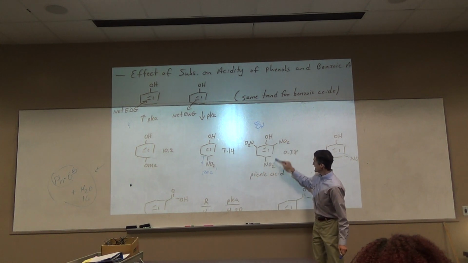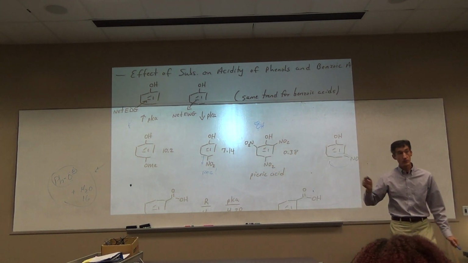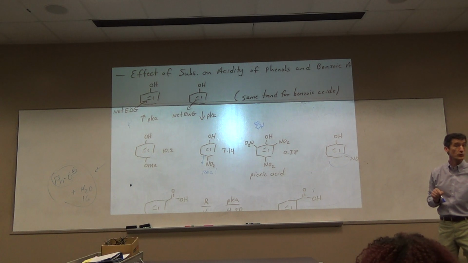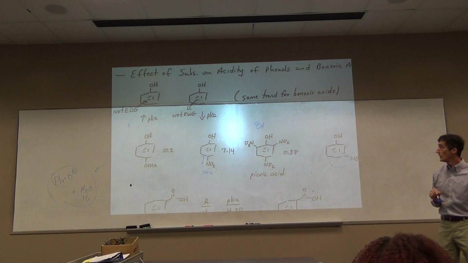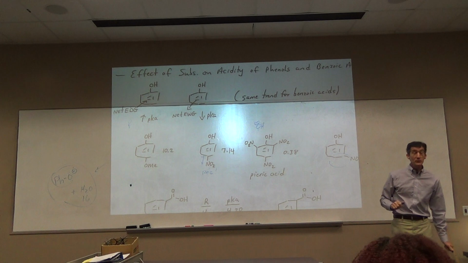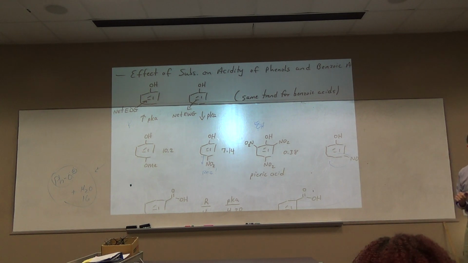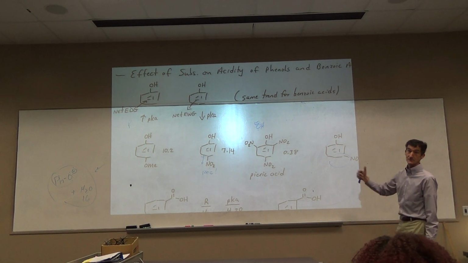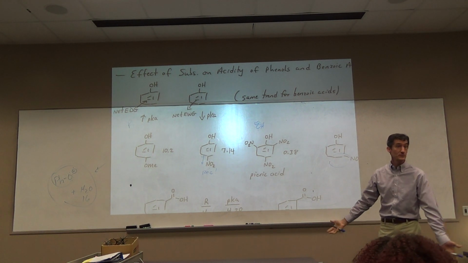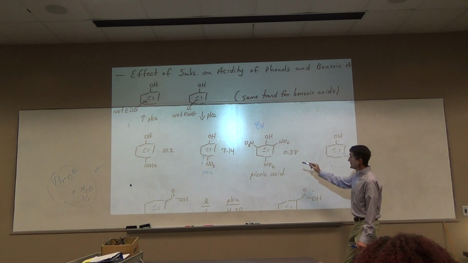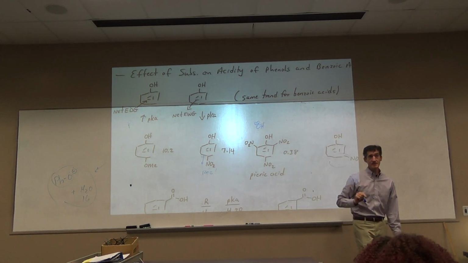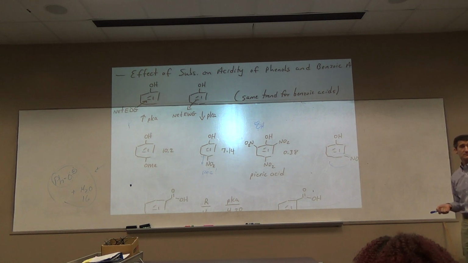Actually, what if we had 3 nitro groups? 2,4,6 trinitrophenol, pKa of 0.38. That's quite acidic. That's more acidic than benzoic acid. Okay? Why? There's 3 nitro. But this is actually called picric acid. It's so acidic it's called an acid. By the way, it's also explosive.